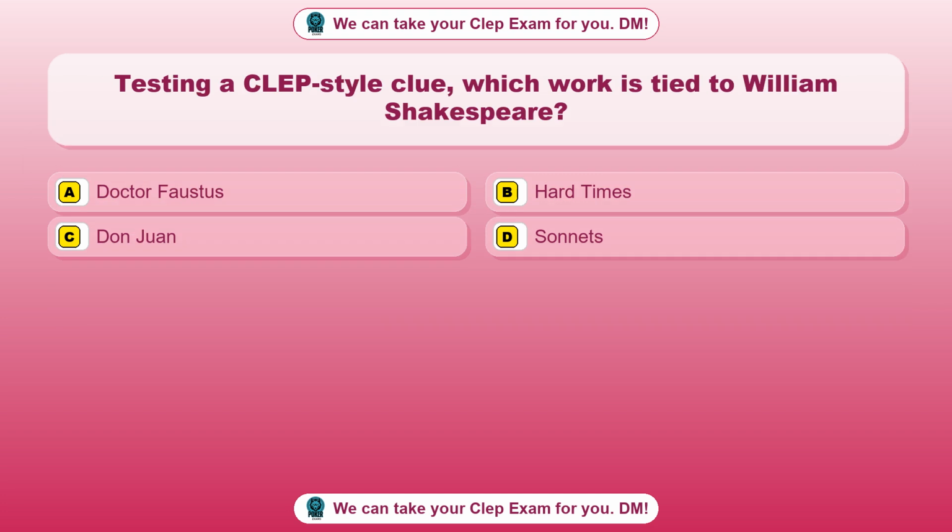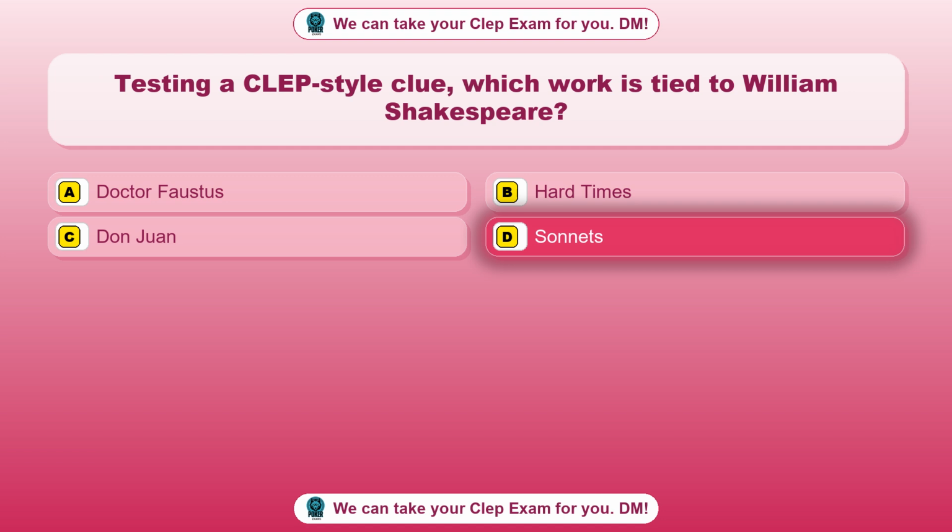Question 7. Testing a CLEP-style clue, which work is tied to William Shakespeare? Option A, Dr. Faustus. Option B, Hard Times. Option C, Don Juan. Option D, Sonnets. The correct answer is option D, Sonnets.